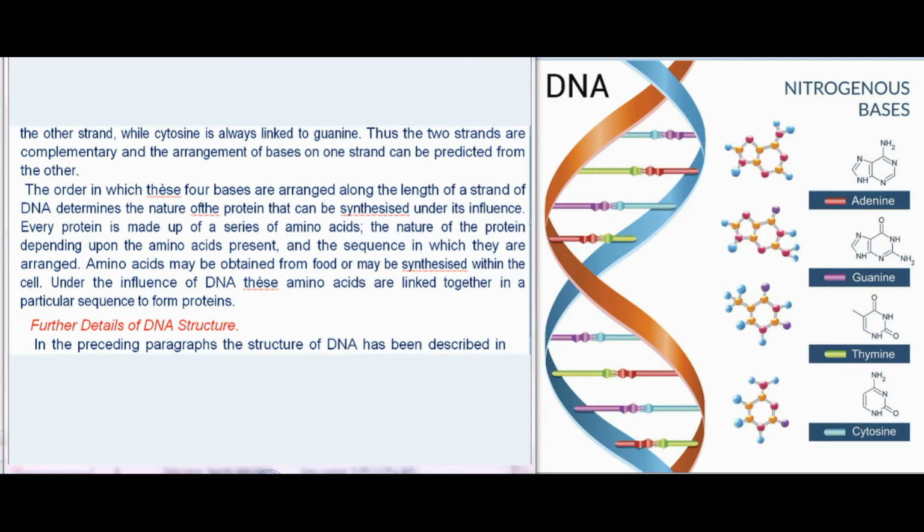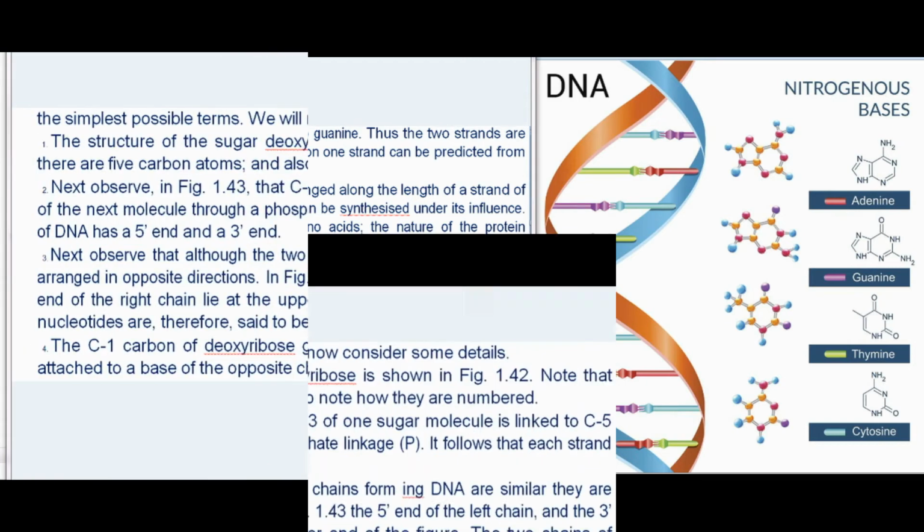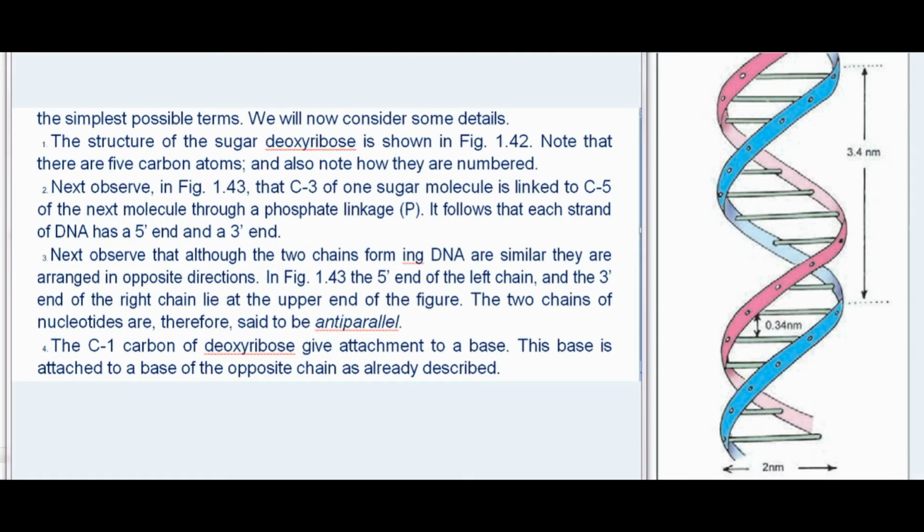Further details of DNA structure. In the preceding paragraphs, the structure of DNA has been described in the simplest possible terms. We will now consider some details. The structure of the sugar deoxyribose is shown in Fig 1.42. Note that there are 5 carbon atoms, and also note how they are numbered. Next observe, in Fig 1.43, that C3 of one sugar molecule is linked to C5 of the next molecule through a phosphate linkage, P. It follows that each strand of DNA has a 5' end and a 3' end.